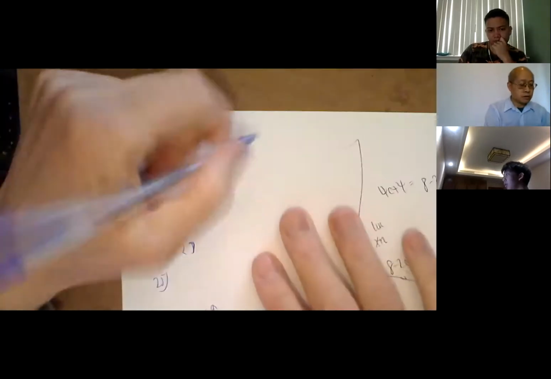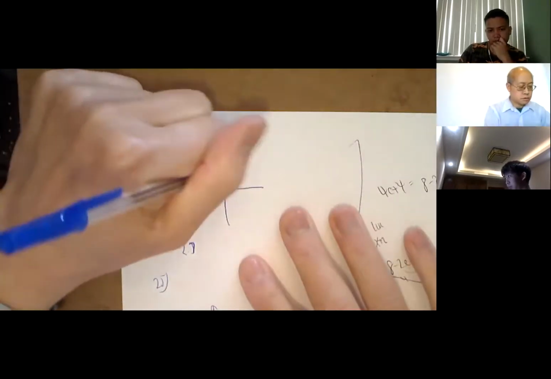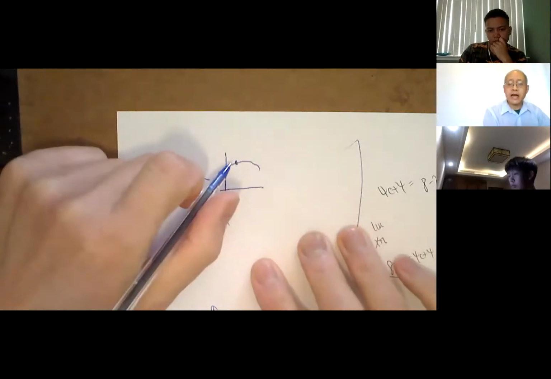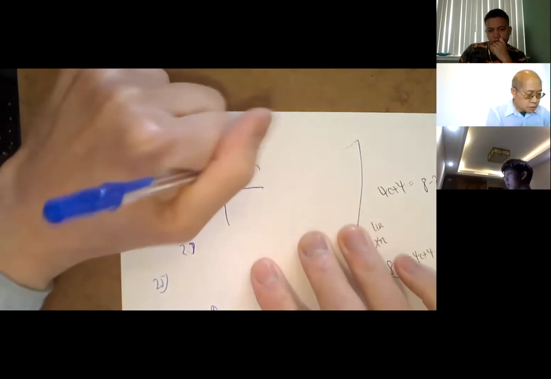If I were to just draw a graph randomly, make a graph like this. Okay, so let's say at this point right here, can I draw a tangent line? Sure, let's go like that.